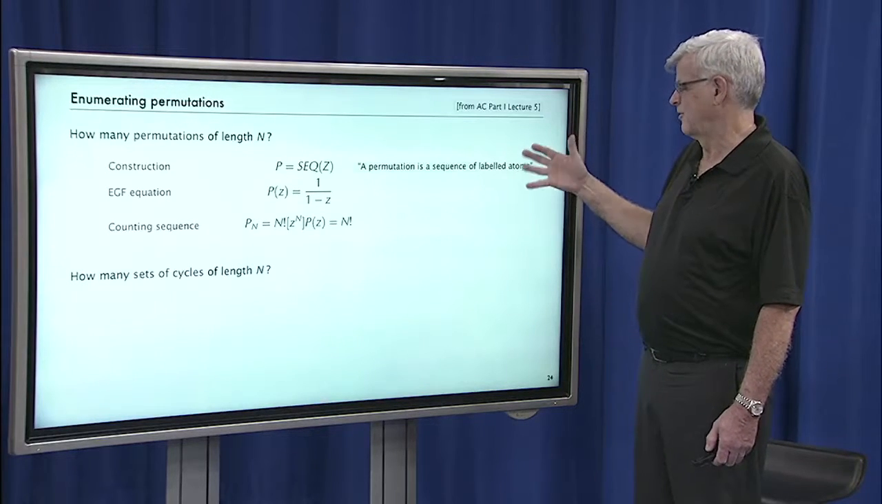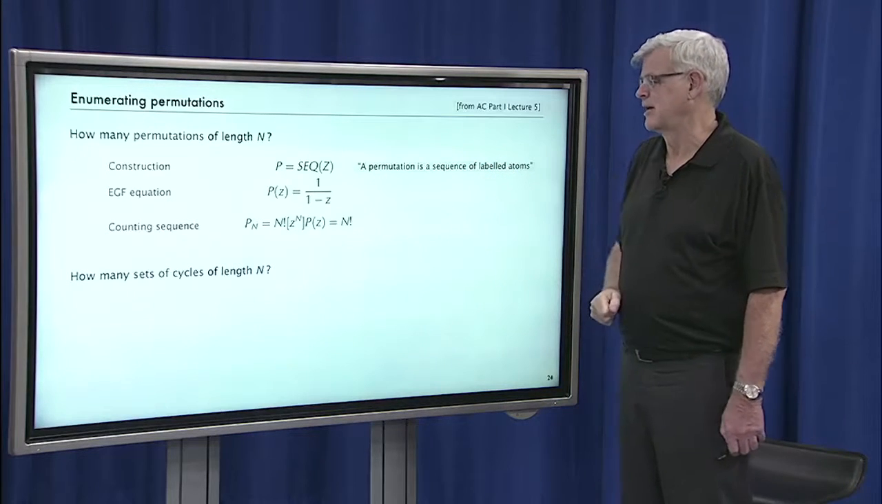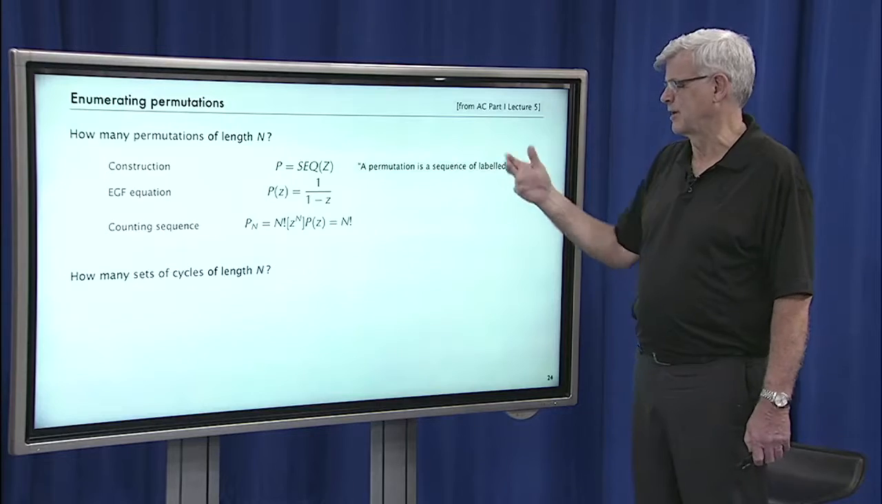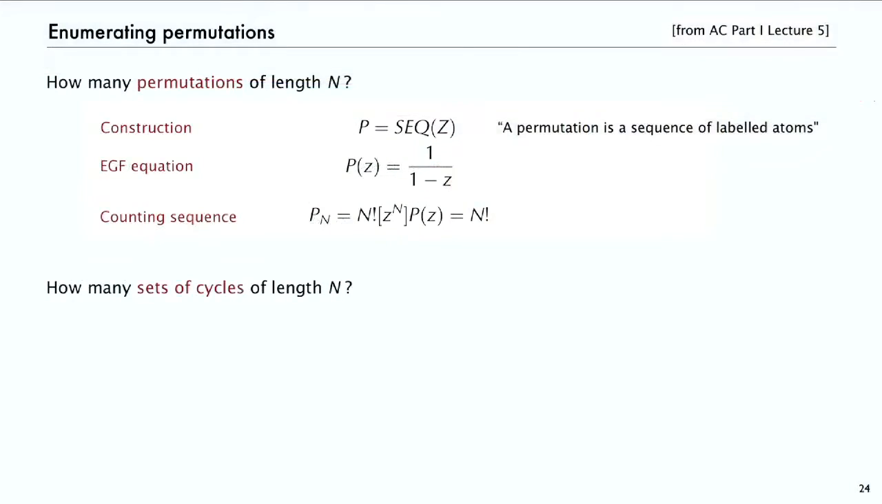Here's just an alternate way to use combinatorial constructions to count permutations. That's what we're talking about. Permutations: a sequence of labeled atoms. It's generating function 1 over 1 minus z by the transfer theorem, and if you pick out the coefficient of z to the n, you get the number of permutations.